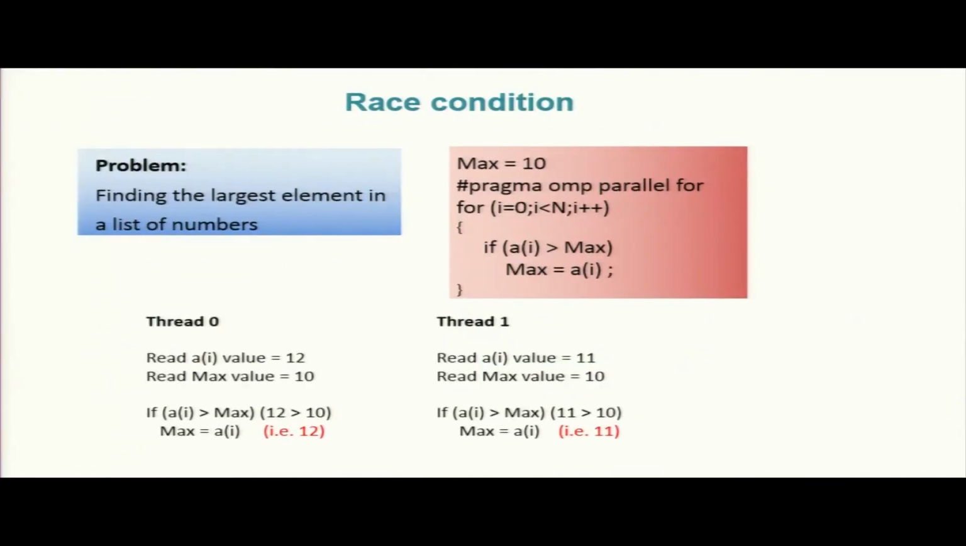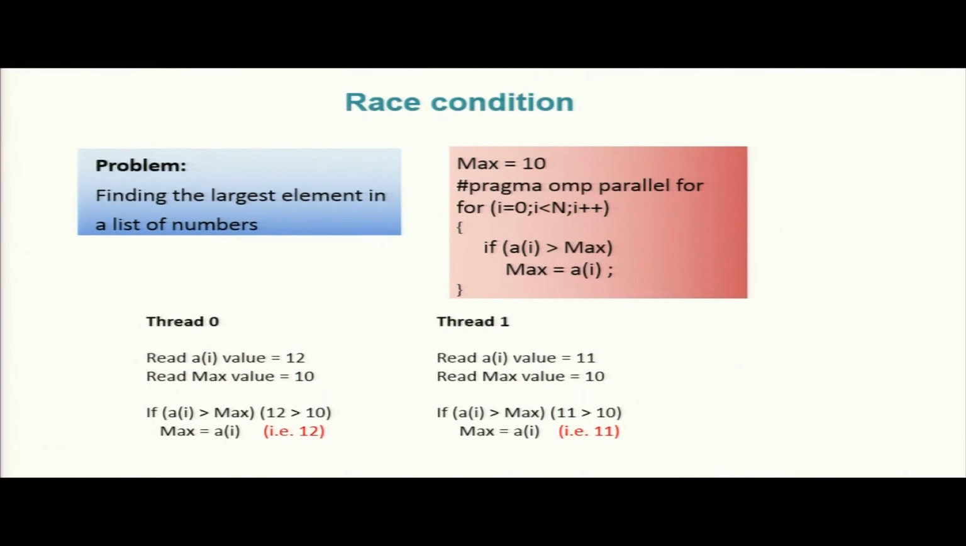This is an example of a race condition. Let's say we want to find the largest of a list of elements, and we have initialized max to 10, and max will hold the value of our largest element. We have n elements in an array A of n elements, and we'll compare each element with this max value. We can also initialize max to A[0]. This condition would allow us to update the max variable if it is true.